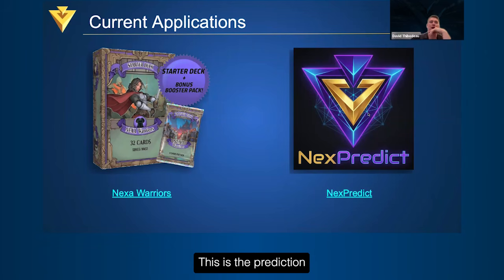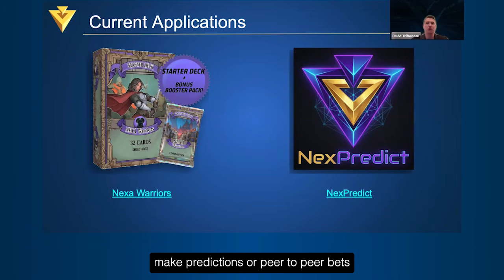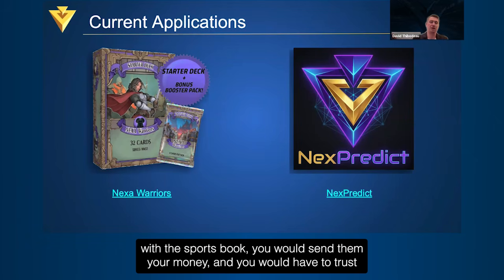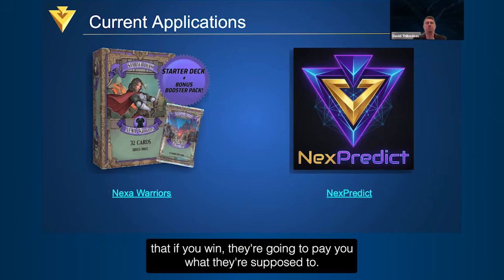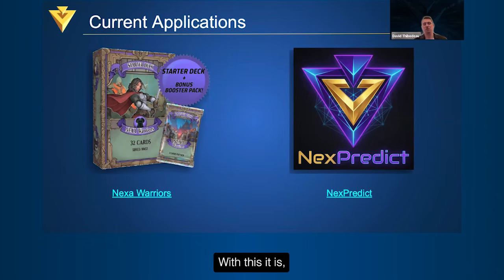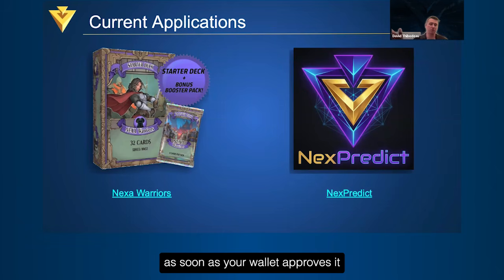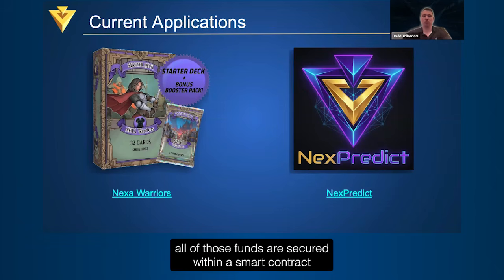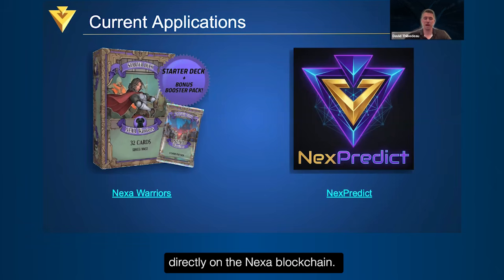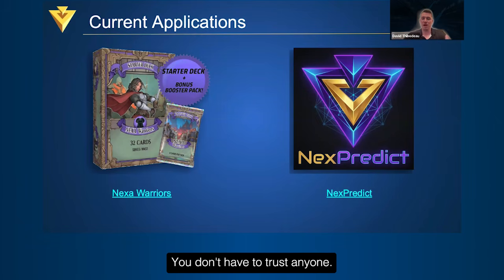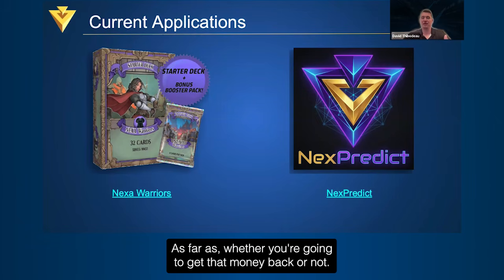This is the prediction application where you can make predictions or peer-to-peer bets utilizing only smart contracts. The really cool part about this is normally you would interact with a sportsbook, you would send them your money, and you would have to trust that if you win, they're going to pay you what they're supposed to. With this, the service constructs a transaction that your wallet approves. As soon as your wallet approves it, all of those funds are secured within a smart contract directly on the Nexa blockchain. No third-party service is in custody of your money. You don't have to trust anyone as far as whether you're going to get that money back or not.